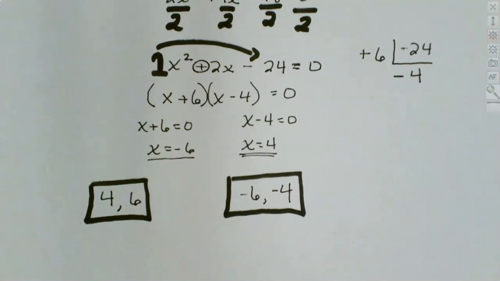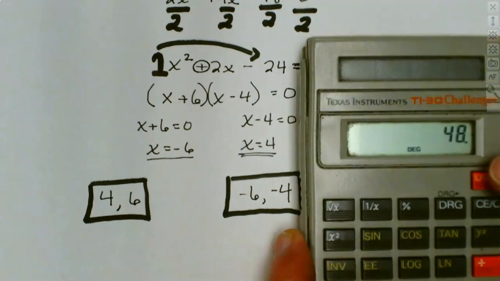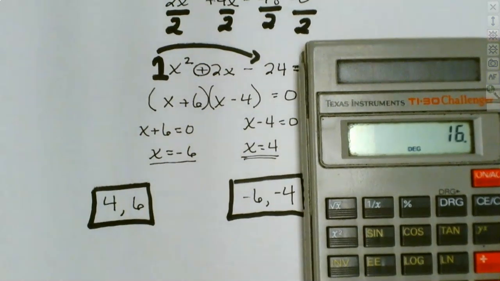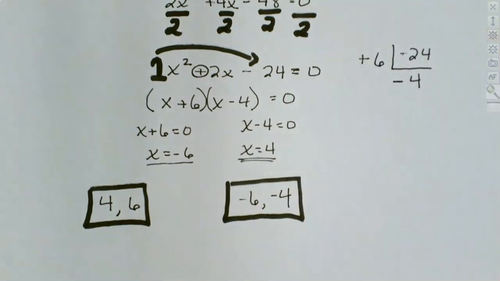How could you check it? Well, we can check it by squaring. 4 squared is 16. 6 squared is 36. And if I add them up, what do I get? 52, which is what we should have. Okay? So that is how you work through a consecutive integer problem. And there's a couple of these in your homework to look at as well.